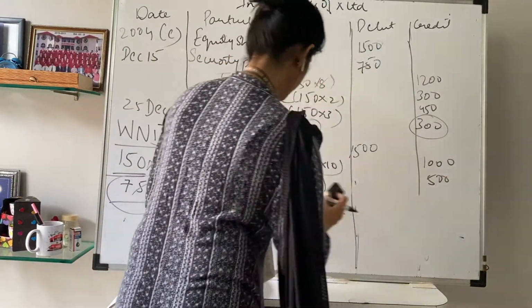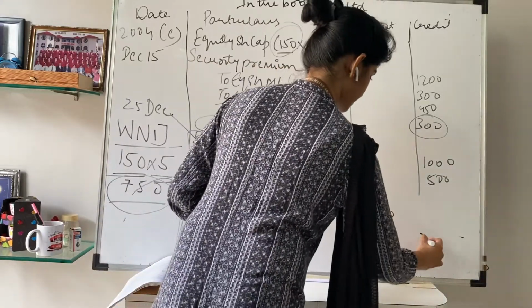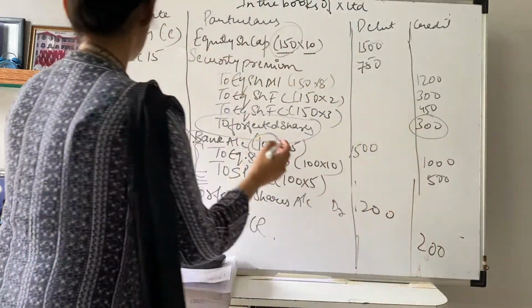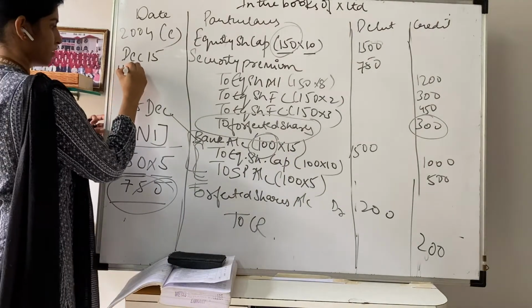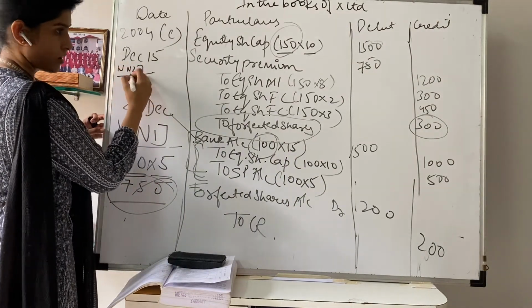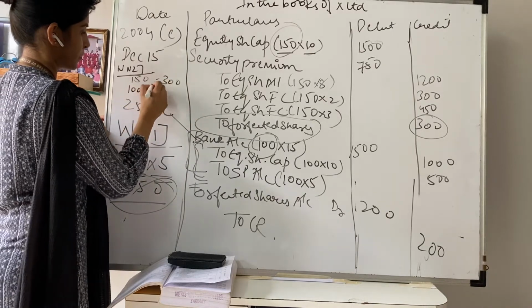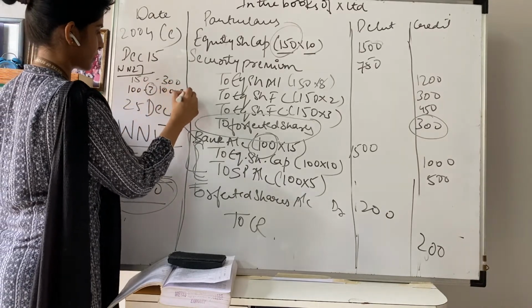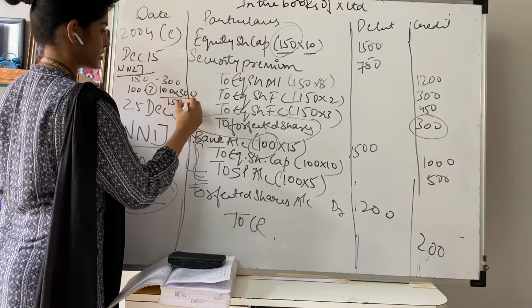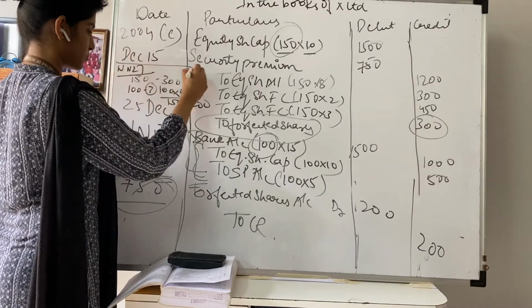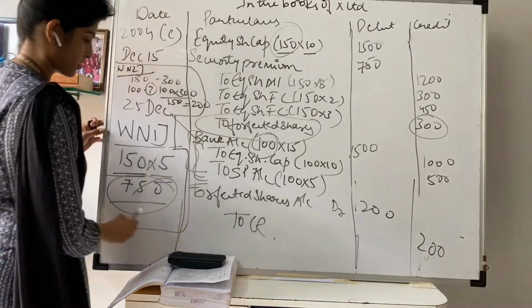I put it over here. Here the amount will be 200. Working note 2, I am putting it over here. 150, 300. 100, how much? 100 into 300 divided by 150, which is equal to 200. You please prepare it in the proper format, your working notes.